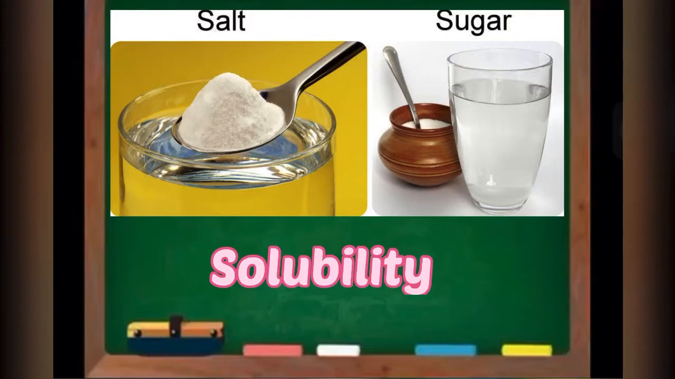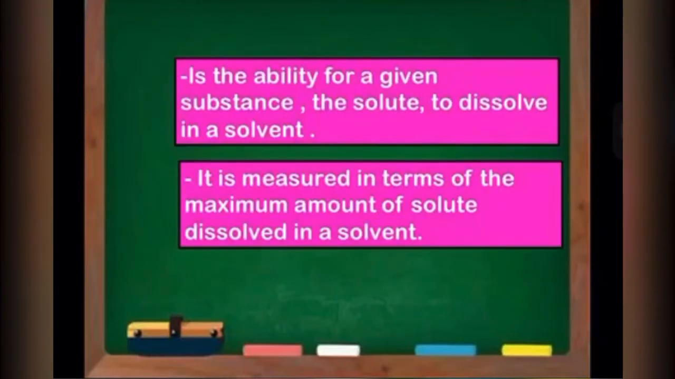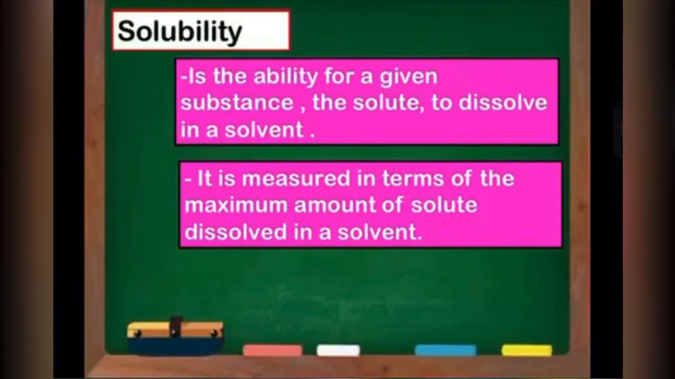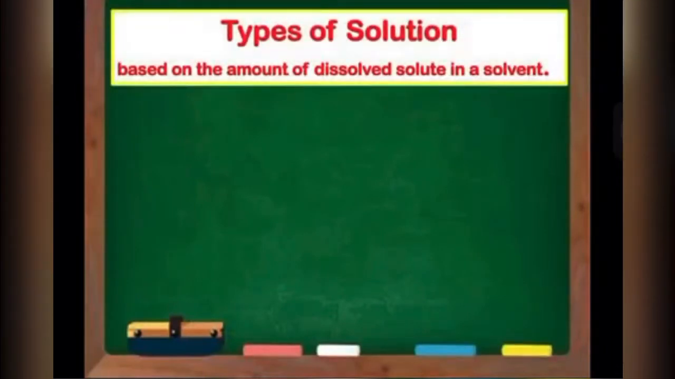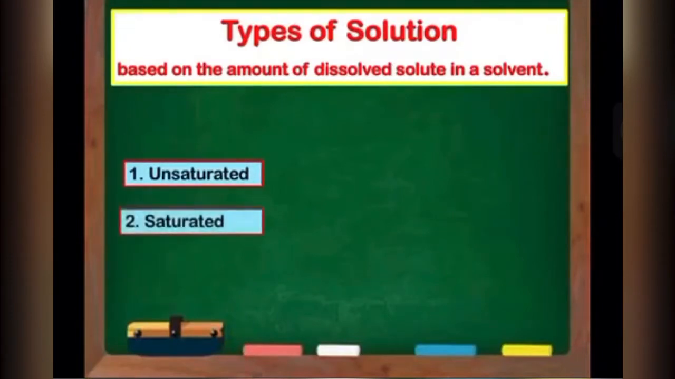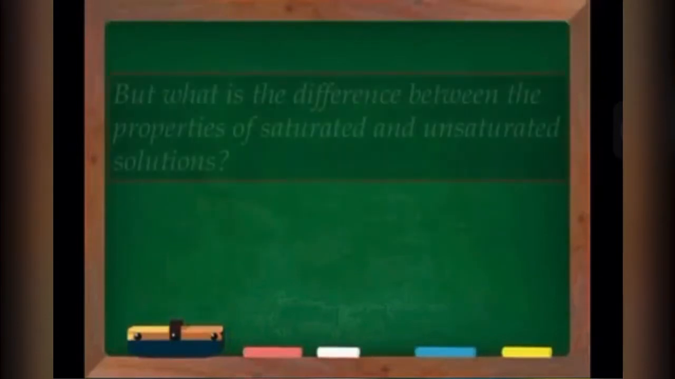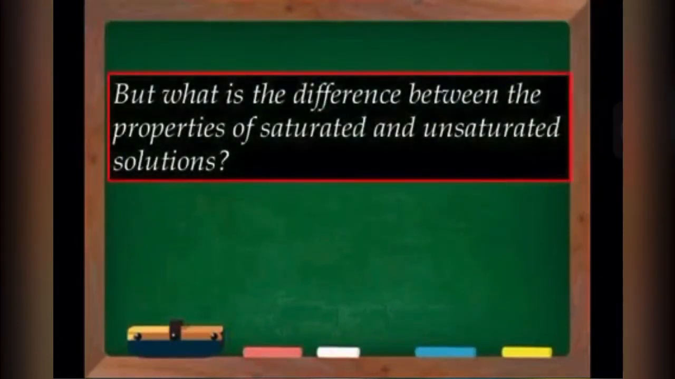But what is solubility? The ability of a solute to dissolve in a solvent is what we call solubility. It is measured in terms of the maximum amount of solute dissolved in a solvent. And here are the types of solution based on the amount of dissolved solute in a solvent: the unsaturated solution and saturated solution. But what is the difference between the properties of saturated and unsaturated solutions?